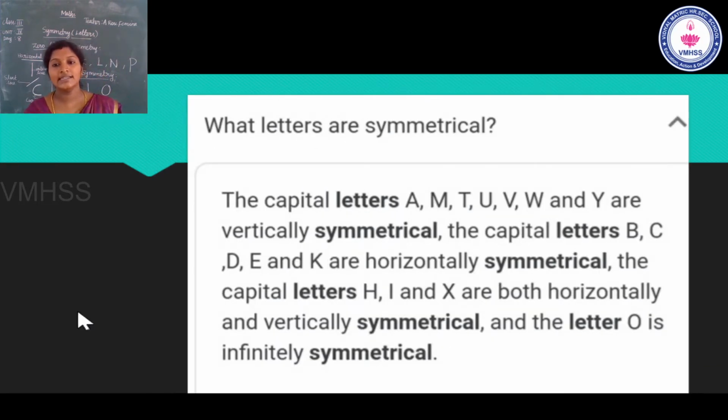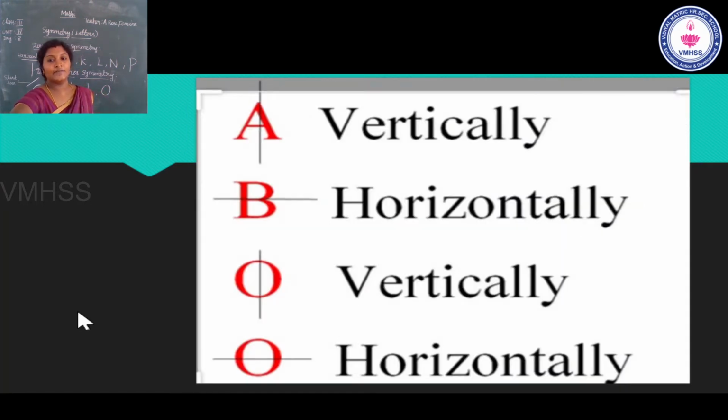So, what letters are symmetrical? The capital letters A, M, T, U, V, W and Y are vertically symmetrical. The capital letters B, C, D, E and K are horizontally symmetrical. The capital letters H, I and X are both horizontally and vertically symmetrical. And the letter O is infinitely symmetrical. See the next slide.